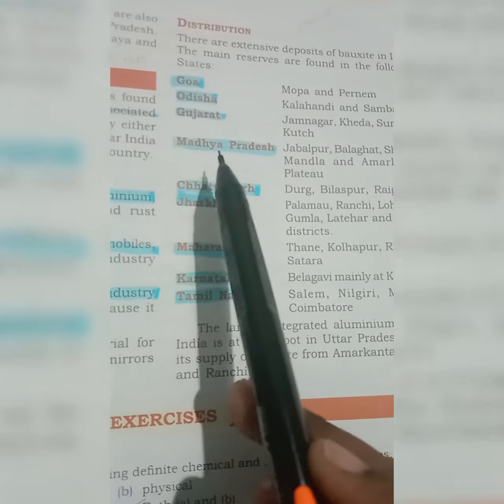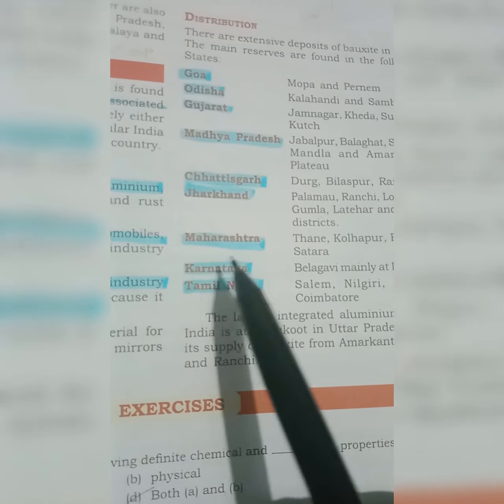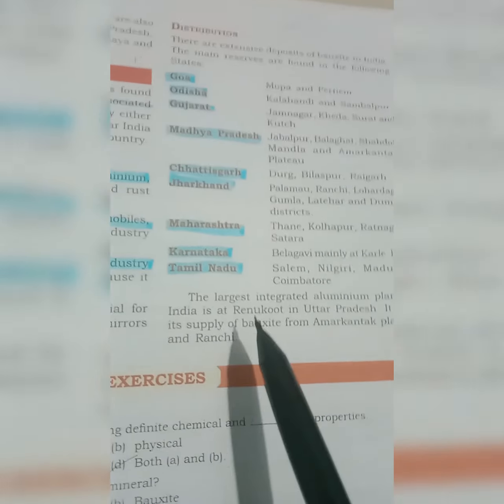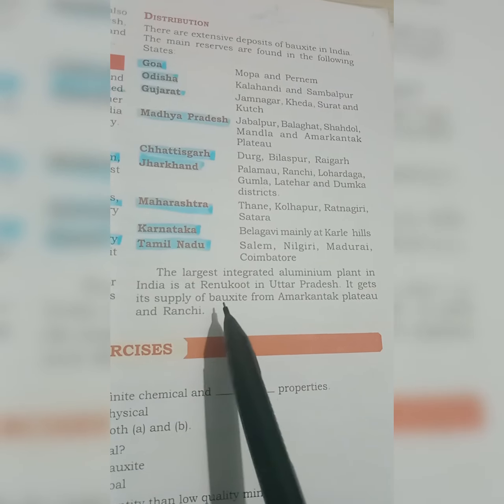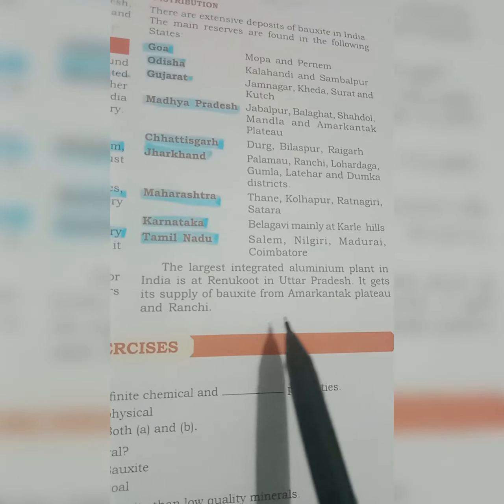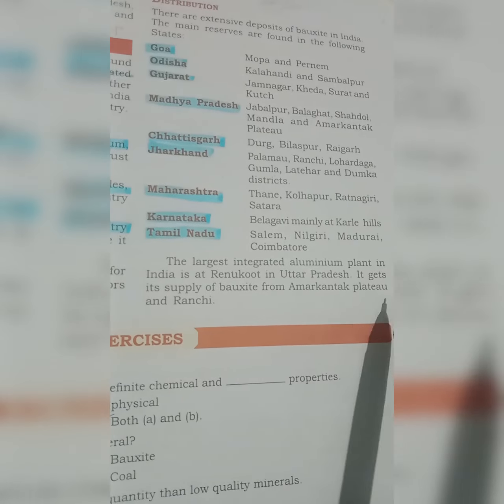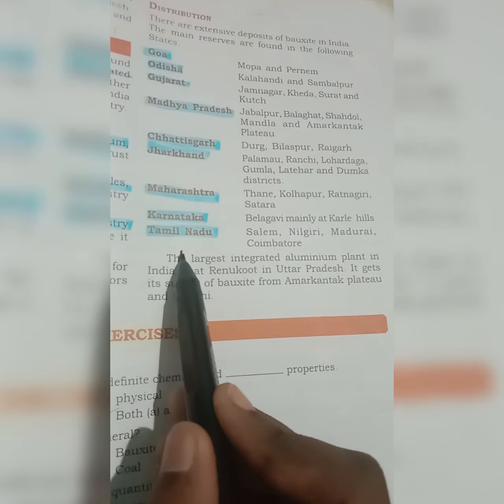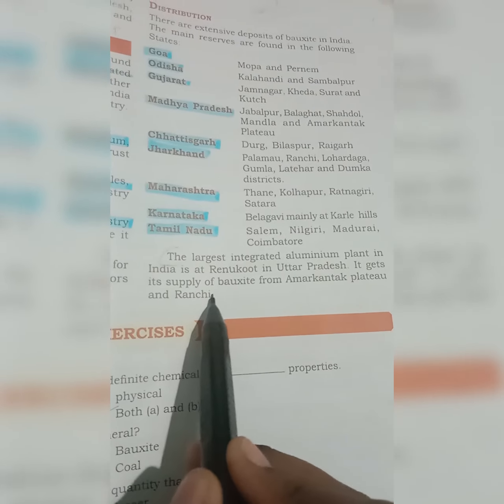So again in distribution, it is enough to remember states like Goa, Odisha, Gujarat, Madhya Pradesh, Chhattisgarh, Jharkhand, Maharashtra, Karnataka, Tamil Nadu. The large integrated aluminium plant in India is at Renukoot in Uttar Pradesh. It gets its supply from Amarkantak Plateau and Ranchi. So this is important. You should remember this point.